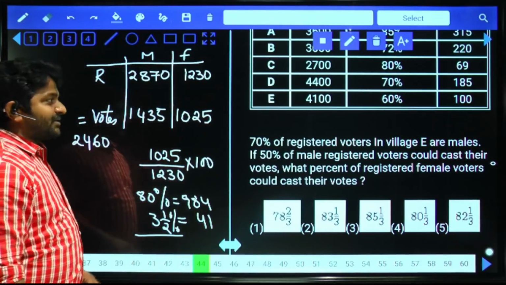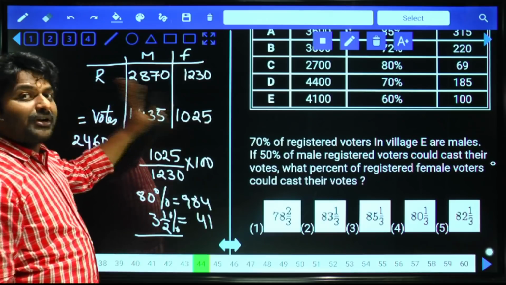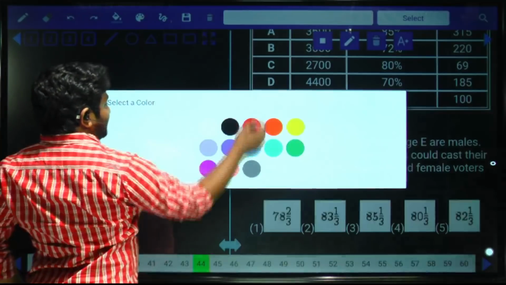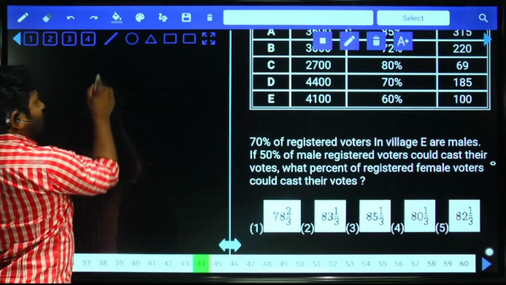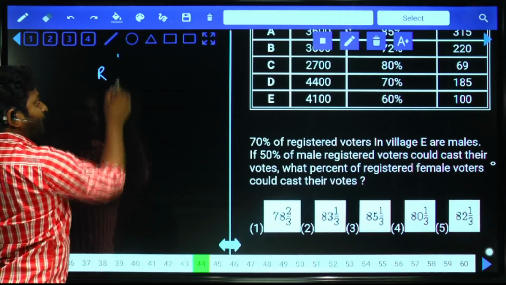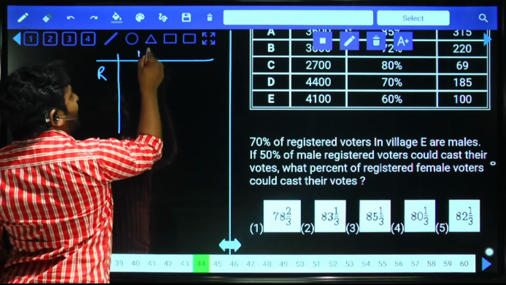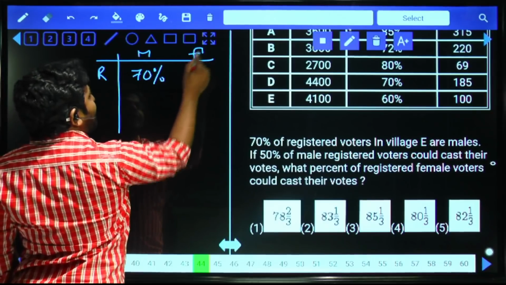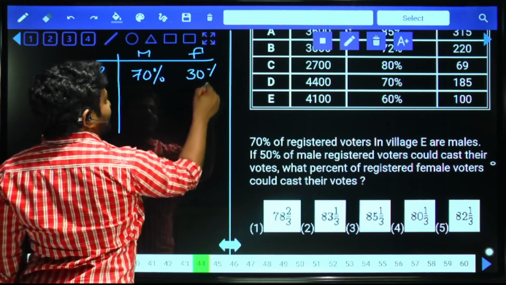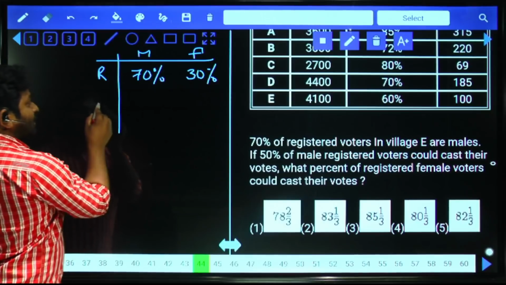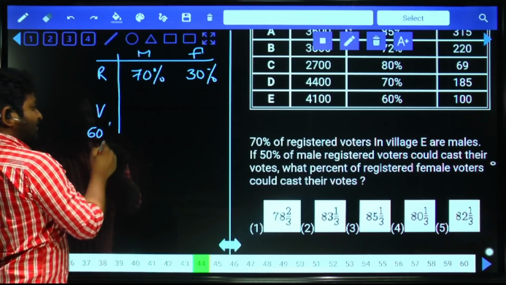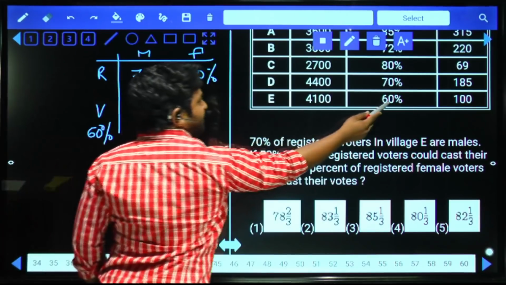This is simplification. Actually, we don't need to do all of this. I'll tell you one more thing. Come on, let's see that. Now, out of registered people, male people are 70%, then female people are 30%. Now, those who cast their vote, we know that is 60%. That is already given in the question, 60%.